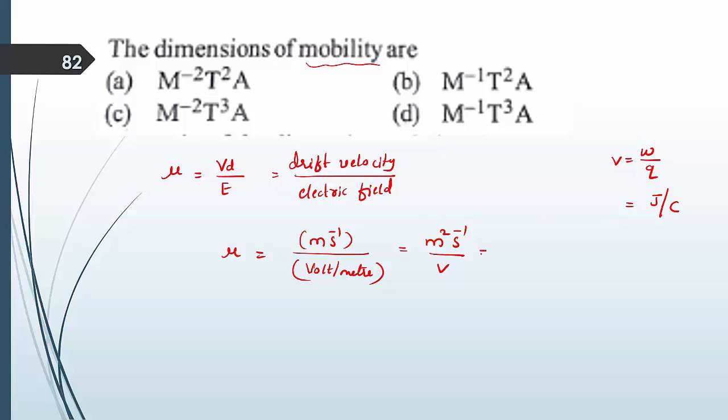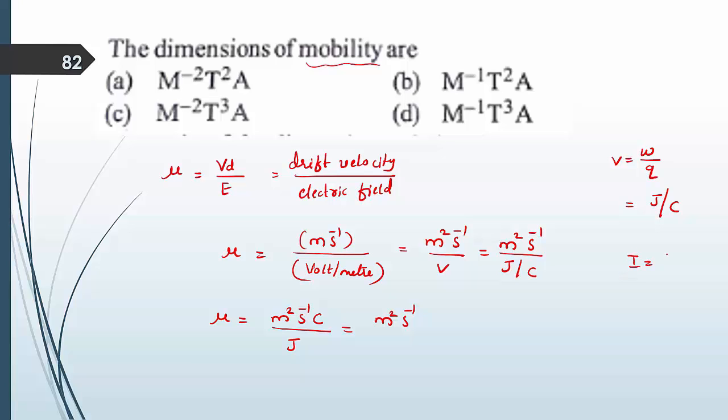So here, instead of V, I can write meter square per second, capacities divided by joule per coulomb. Now this equation can also be written as mu equal to meter square per second. You can take coulomb to the numerator, divided by joule. Now substitute the dimension: meter square per second, coulomb. Coulomb means what here? This is the unit of charge, coulomb.